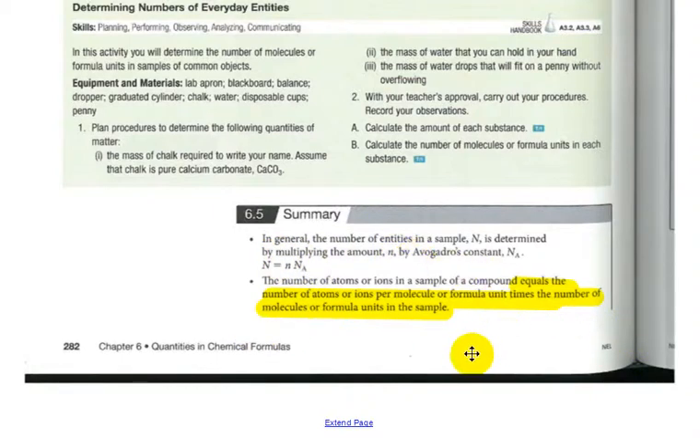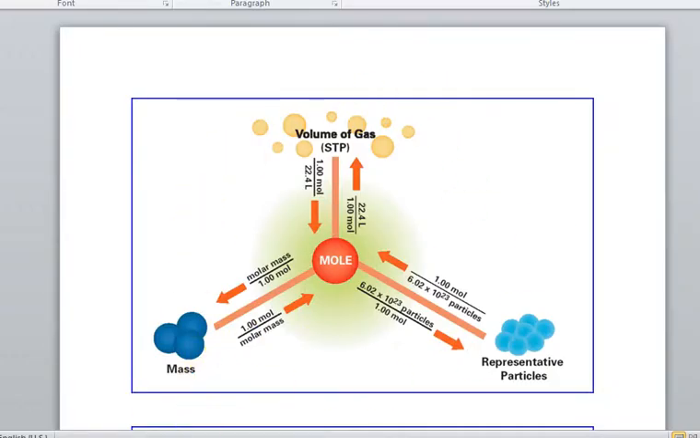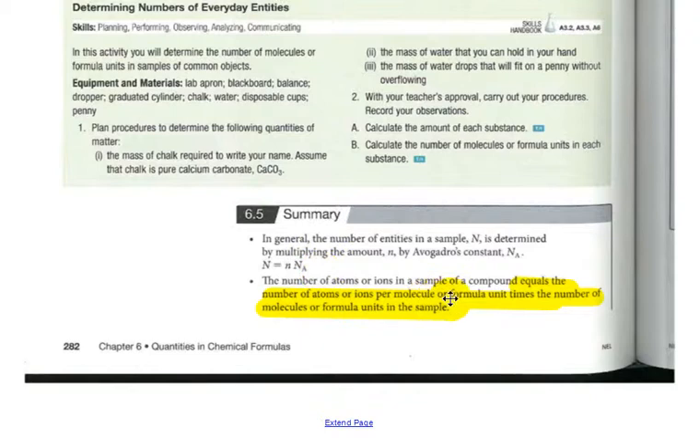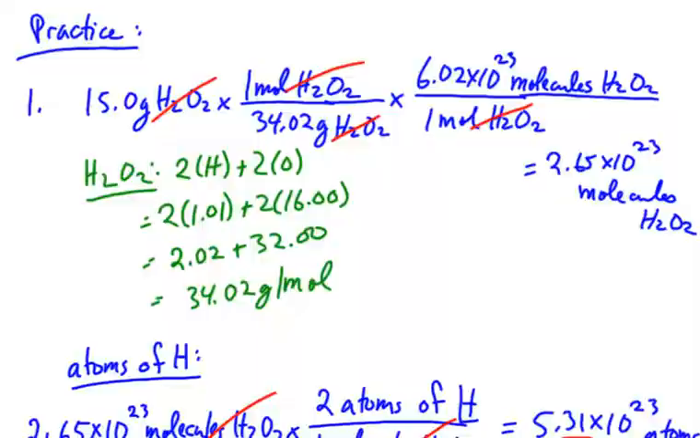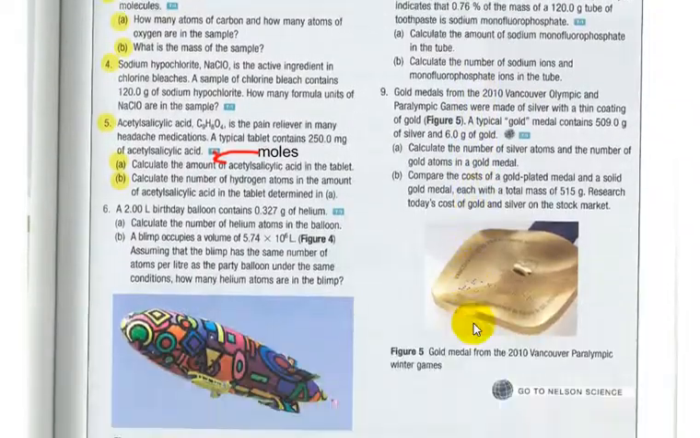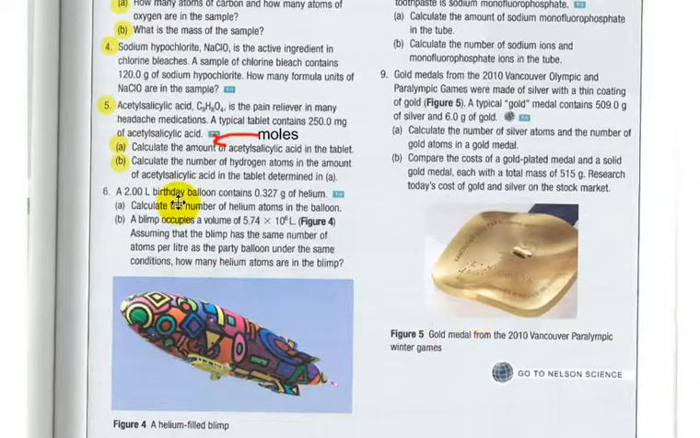So again here, they mentioned this little formula here, but again, use this scheme. It's much easier. The number of atoms or ions in a sample of a compound equals the number of atoms or ions per molecule or formula unit times the molecules or formula units in the sample. And that's it. So the questions I would like you to do here, just the ones on the left-hand side all the way up to 5.